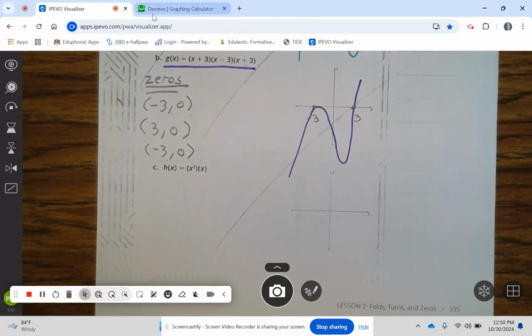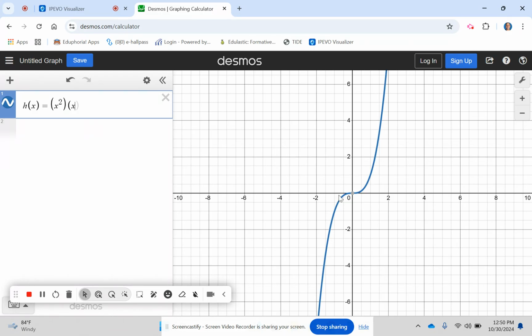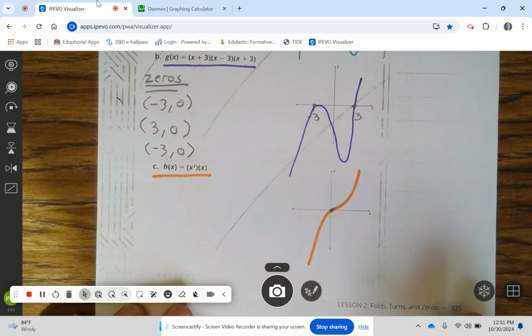Okay, so we're going to X it out, press the home screen. H of x equals x squared times x. So here you go. We have that point, and we can adjust our curve accordingly. Okay, there's your curve.